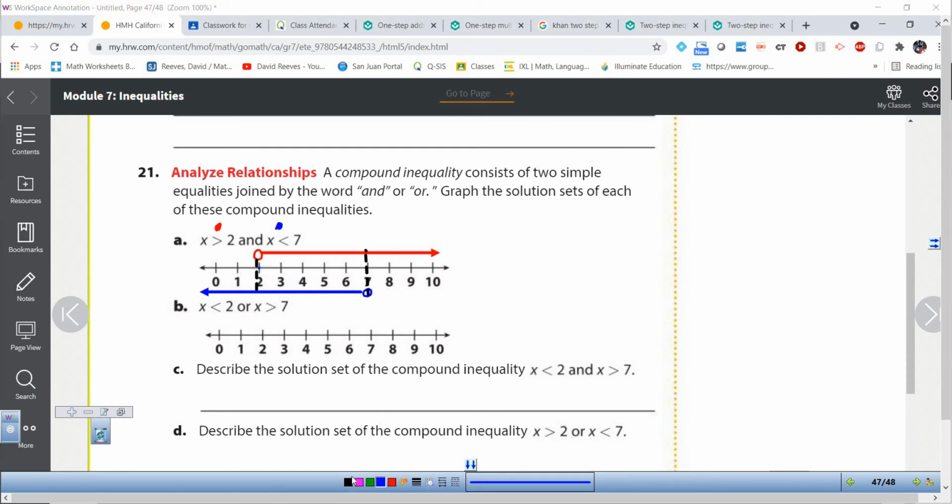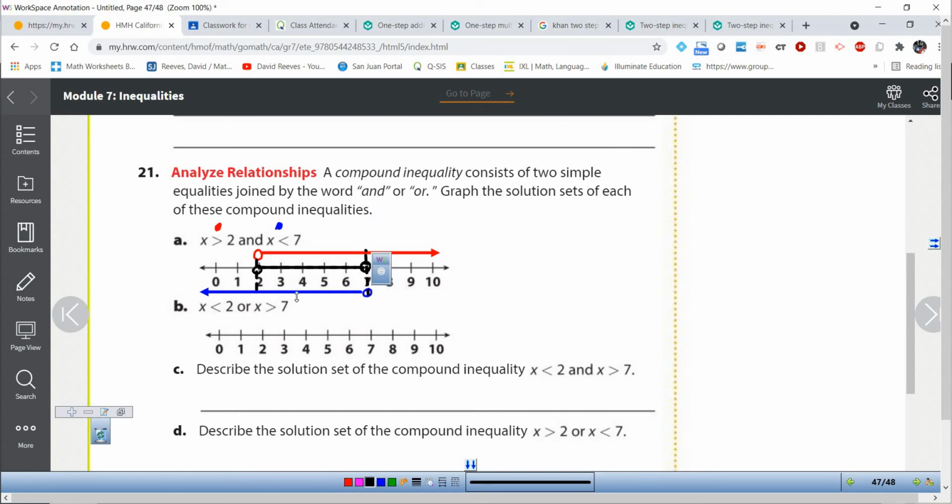Let me get black here. I was trying to get black. I want an open circle on 2, and I want an open circle on 7, and then I want that line in between. Except I don't want it dotted. I want it solid again. Let's try this again. All right. So there would be my graph. So everything between 2 and 7 works.